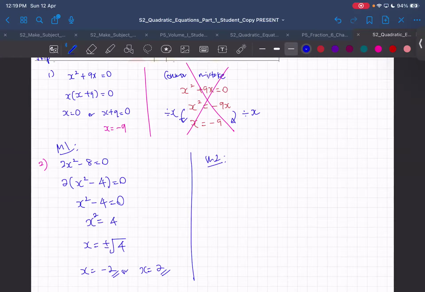Then there's the second method where from the start, you bring over the 8. Then you divide both sides by 2.